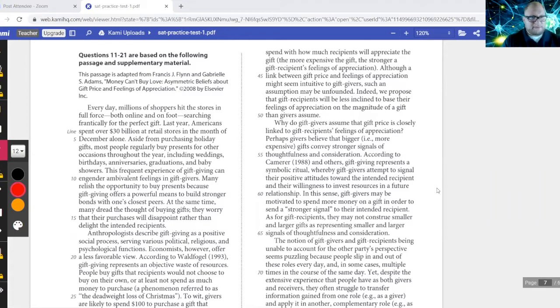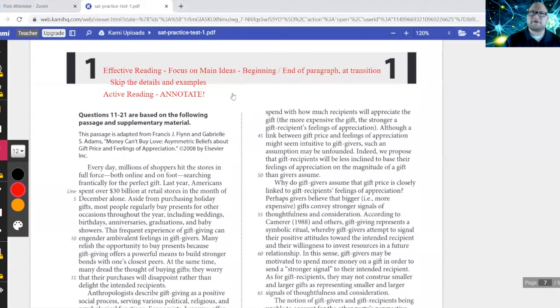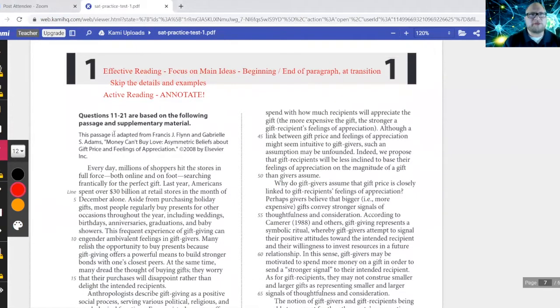Oftentimes when we have these passages, we get overwhelmed and bogged down with the details. The important thing to note is that in effective reading, the major purpose is to focus on the main ideas. So what is a main idea? A main idea is exactly what the author is trying to say. What is the key point?